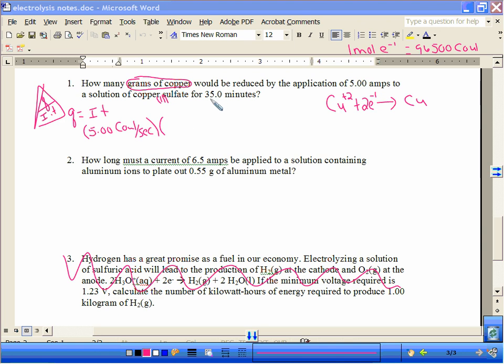I'm going to multiply that. Guess what I've got to do with the 35 minutes? I've got to convert the 35 minutes to seconds because time needs to be in seconds. And so that's 2100 seconds, just multiplying by 60. If you can see, the seconds are going to cancel, and that's going to leave me with coulombs. So now I will have 10,500 coulombs.